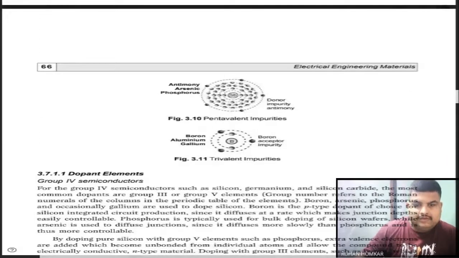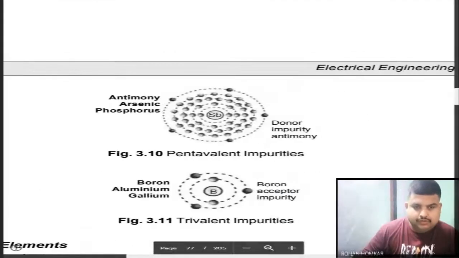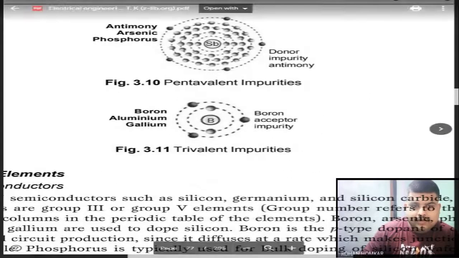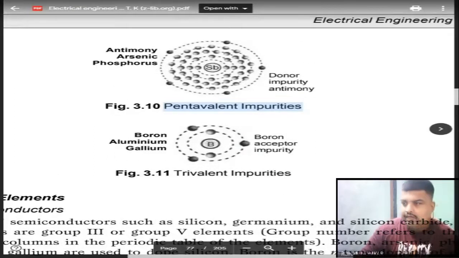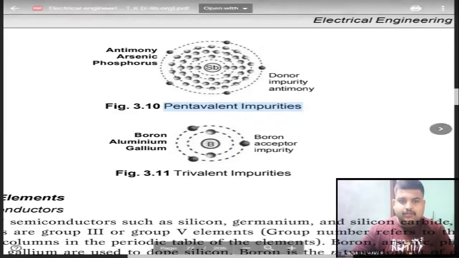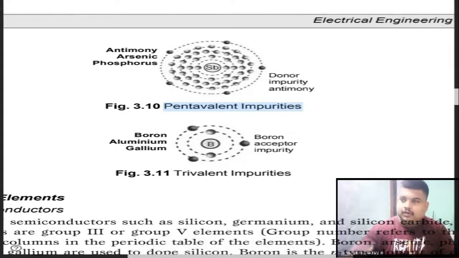So this is a trivalent impurity. Now what do you mean by trivalent impurity? See, in the pentavalent impurity you have 5 external electrons. Can you see that? Just type 5 in the chat box. 5 electrons in the outermost orbit. In antimony, the impurity has 5 electrons, so we call it a pentavalent impurity.